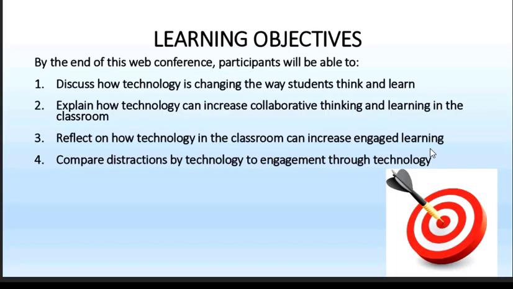So by the end of this web conference and after you completed your reading of chapters 3 and 4, there are 4 learning objectives. You should be able to discuss how technology is changing the way students think and learn. You'll be able to explain how technology can increase collaborative thinking and learning in the classroom. You'll be able to reflect on how technology in the classroom can increase engaged learning, and you'll be able to compare distractions by technology to engagement through technology.